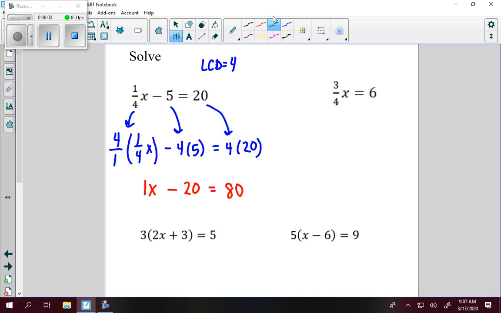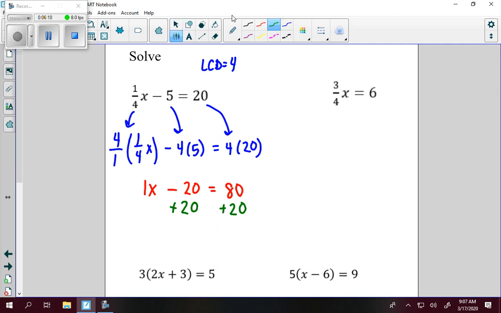And now we can breathe. Because there are no fractions, it feels easier to do. Whatever I do to one side, I'm going to do to the other to get numbers on one side and letters on another. So I just have x equals 100.